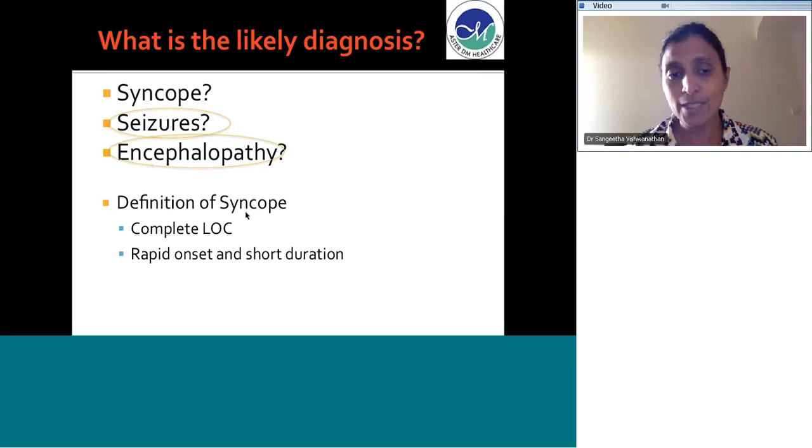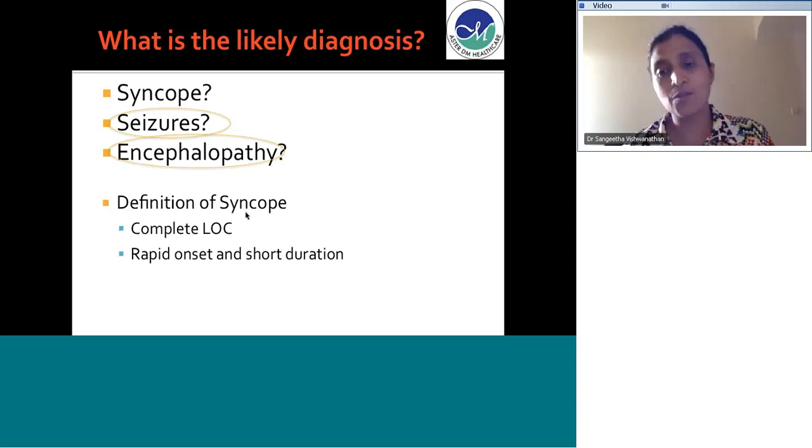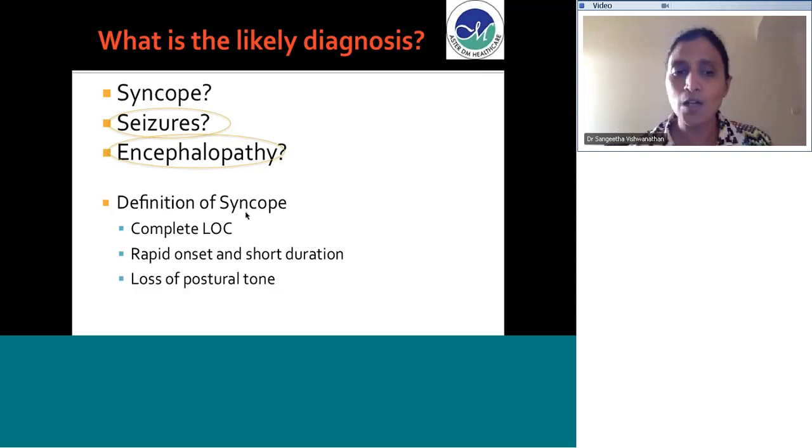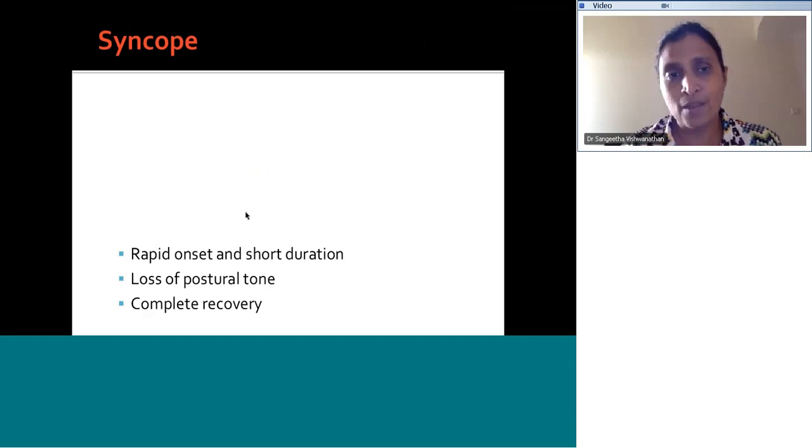So complete loss of consciousness usually, because if you don't completely lose consciousness, it would be called pre-syncope. Okay, complete loss of consciousness, rapid onset and short duration. There's a loss of tone, and there is complete recovery at the end of it. So this is what defines syncope. And syncope is usually caused by a decrease in blood flow to the brain. Okay, that is the underlying pathophysiology, which results in this clinical presentation.